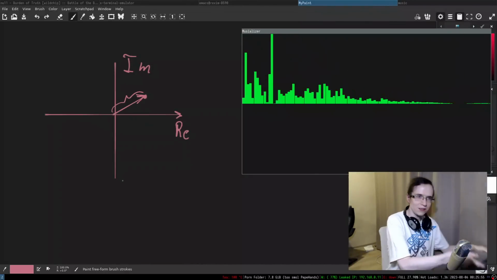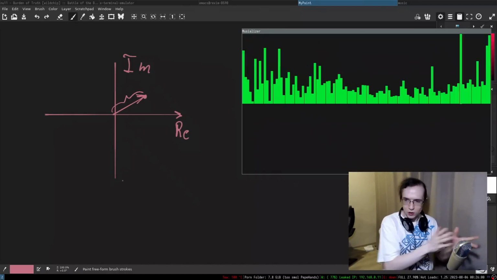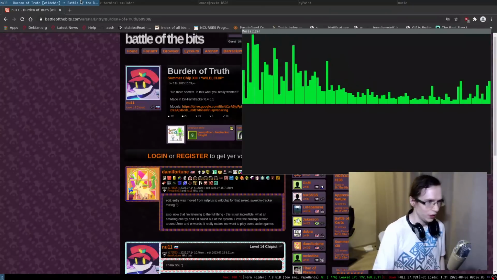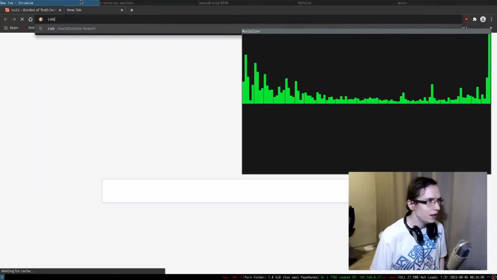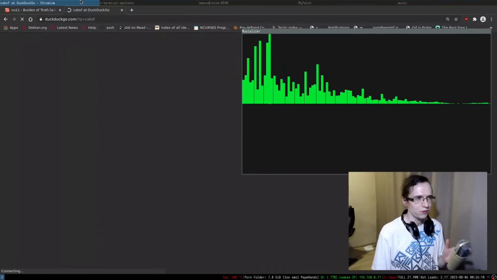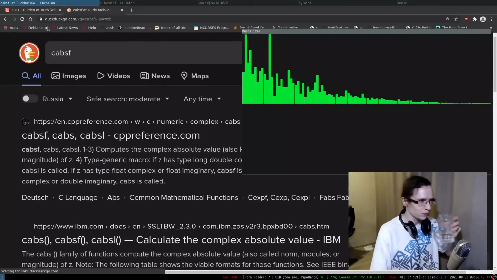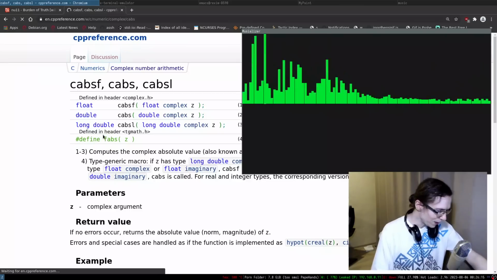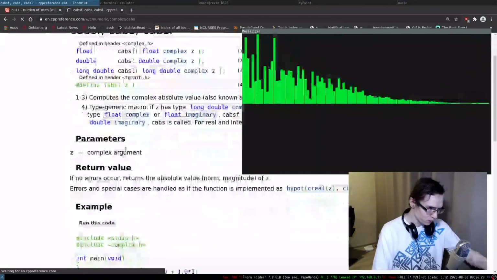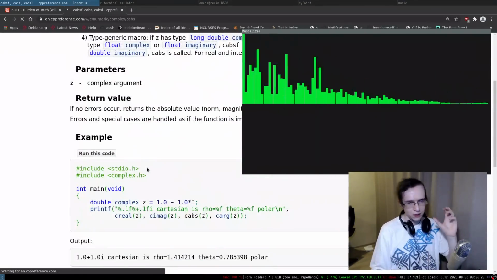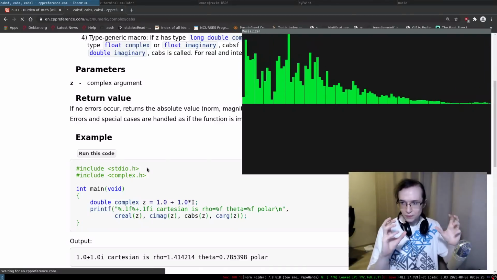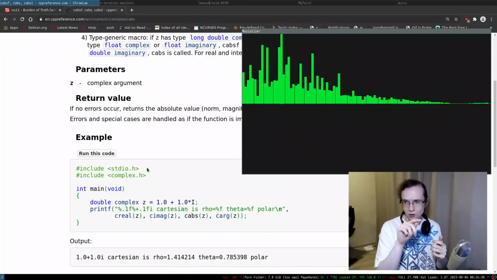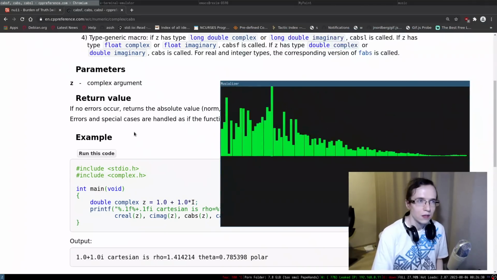As far as I know, the standard C library has a function that lets you compute that magnitude. I think it's called cabsf, if I'm not mistaken. Essentially it will just compute the length of that vector. So it will take the real part and imaginary part, square them, add them together, and take a square root out of them, because that's how we compute the length of a vector.